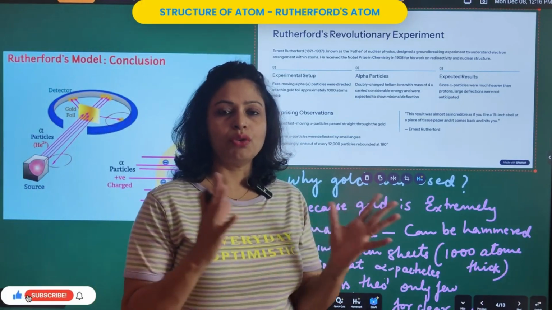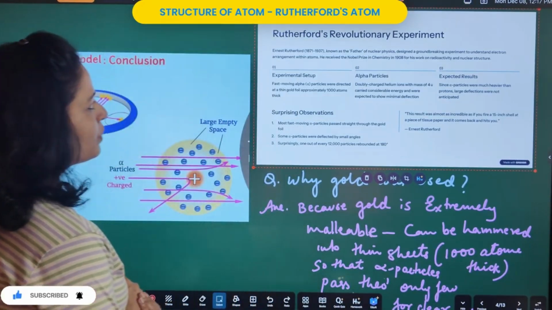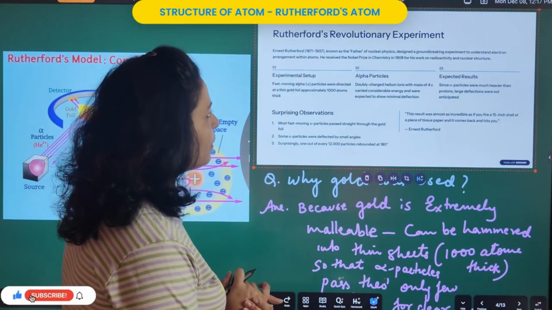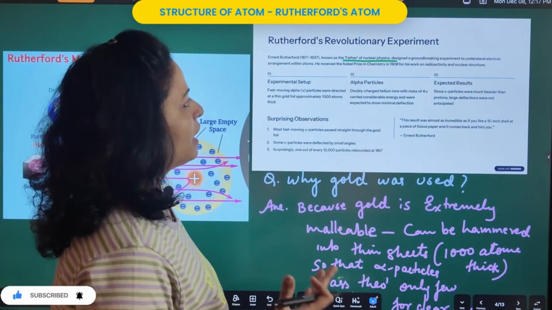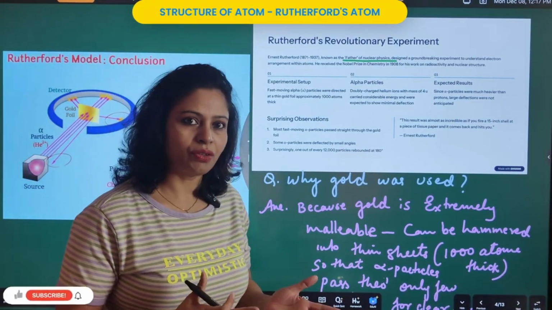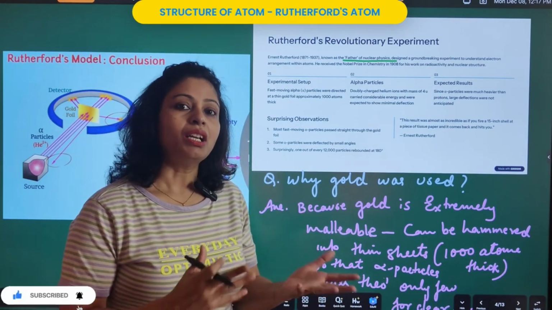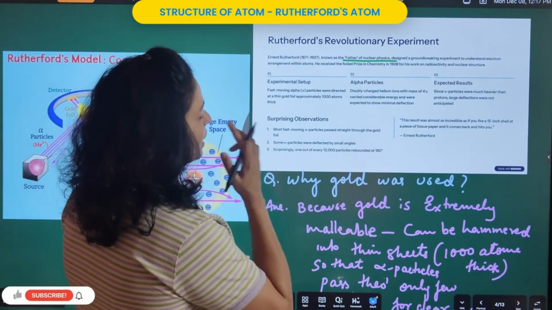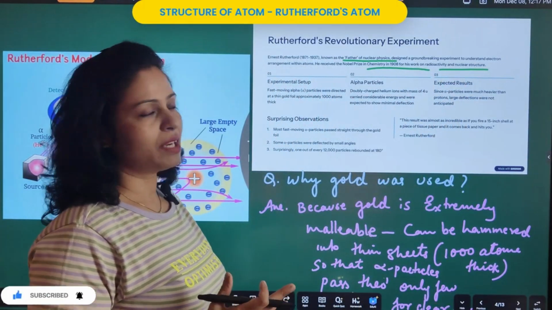Now there was a revolutionary experiment given by Rutherford. Ernest Rutherford, as you can see here, 1871 to 1937, is known as the father of nuclear physics. He designed an experiment to understand how the electrons are arranged in an atom and what an atom contains. He was the one who actually discovered the nucleus. He also received the Nobel Prize in chemistry for his work in nuclear structure and radioactivity.